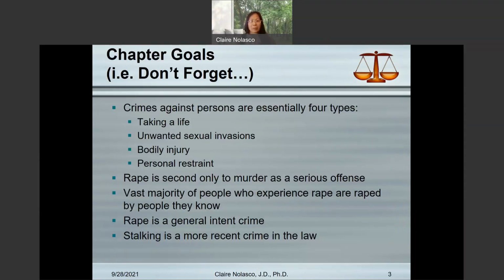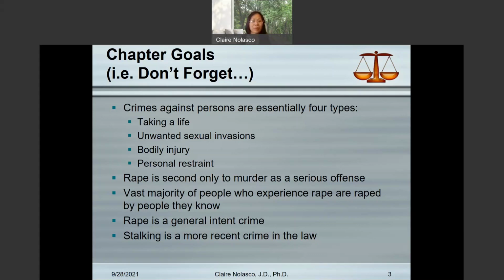So what are our chapter goals? We shouldn't forget all of these important points. First, crimes against persons are essentially four types. Taking a life, for example, murder or homicide. Unwanted sexual invasions, for example, sexual assault. Bodily injury, for example, assault. And personal restraint, such as kidnapping and unlawful restraint.